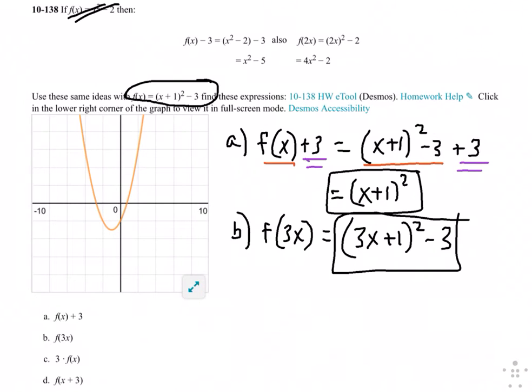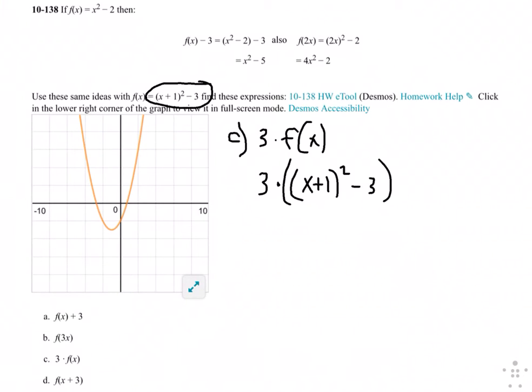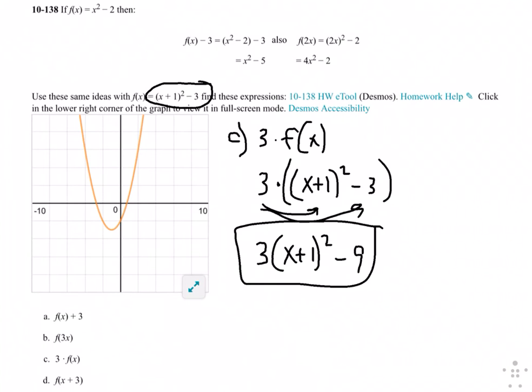Okay, and then for C, let me make some space. Let's clear this. C, we have 3 times f of x, right? So that's just 3 times this, right? x plus 1 squared minus 3. 3 times that whole thing there. So if I distribute, right, I get 3 times x plus 1 squared minus 9. Okay, again, these are not simplified, but we're leaving them the way they'll match up with the answer guide.